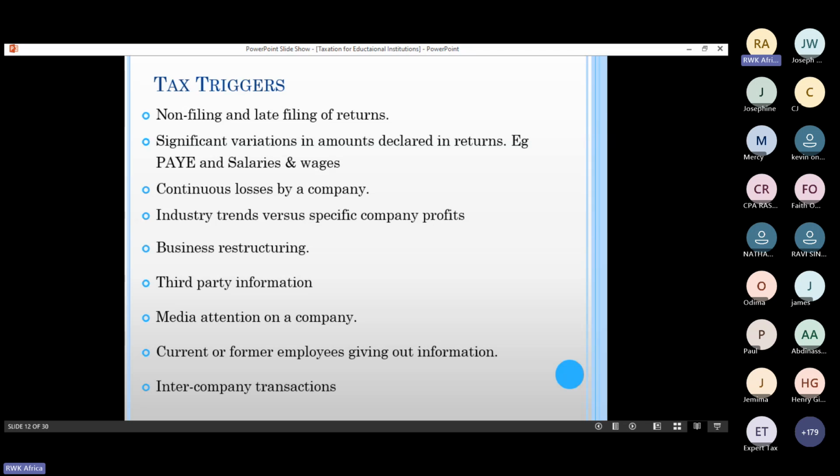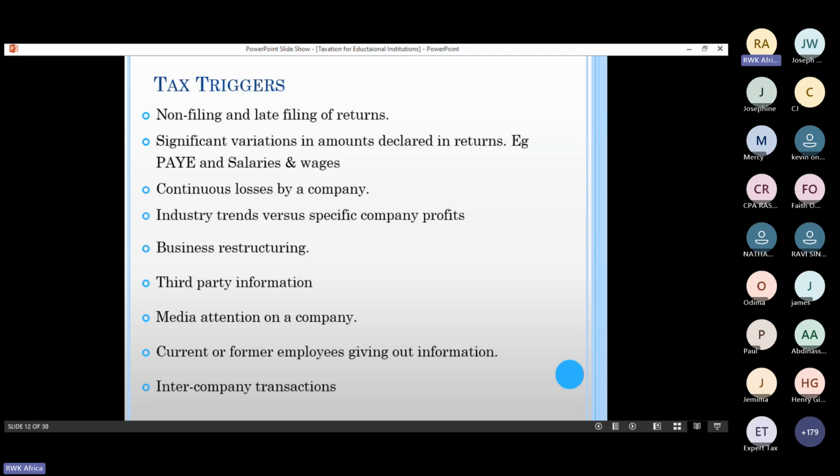Then you have media attention on a company. So if the media is always on institution ABC, even KRA will be interested to see. These are institutions where the media focuses too much.